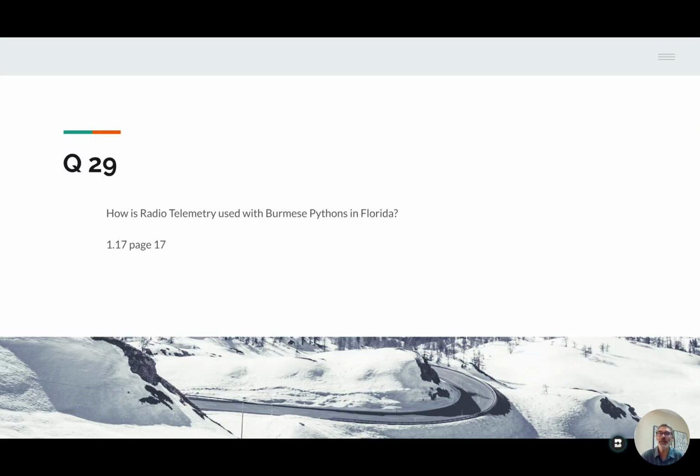Okay, question 29. How is radio telemetry used with Burmese pythons in Florida? And that's on lesson 1.17, page 17. That should be pretty easy to find and take care of.